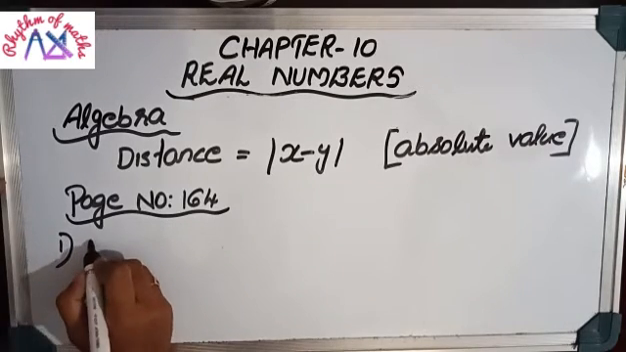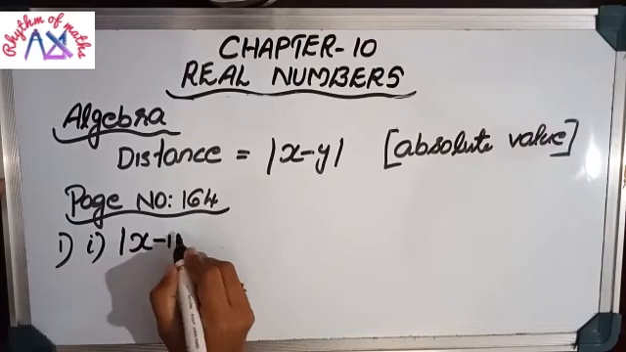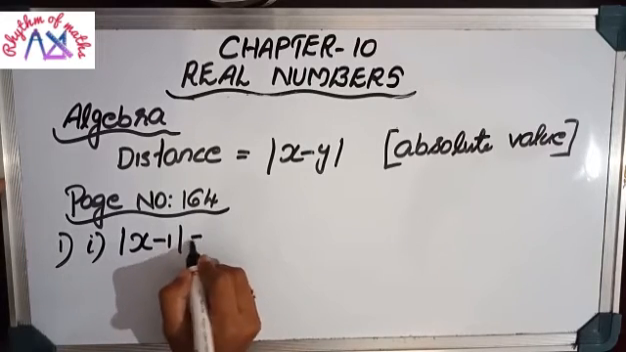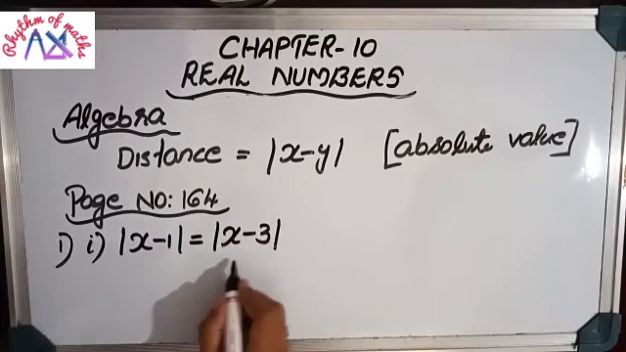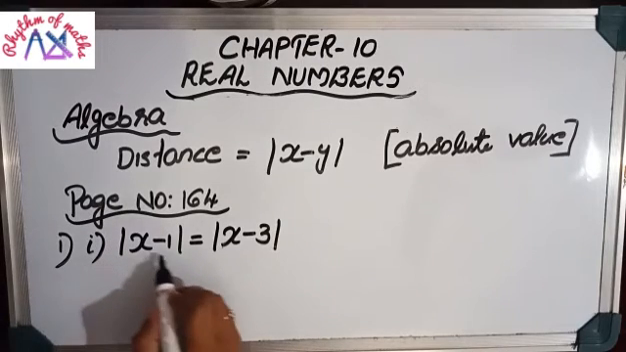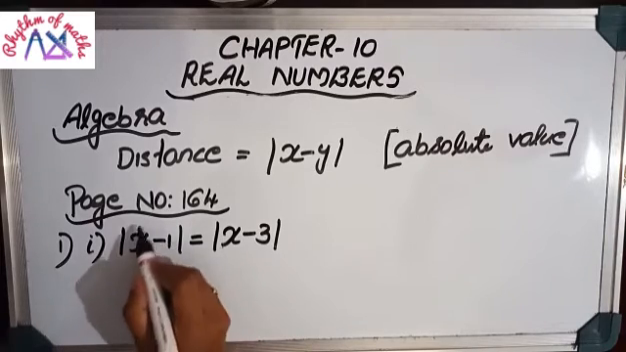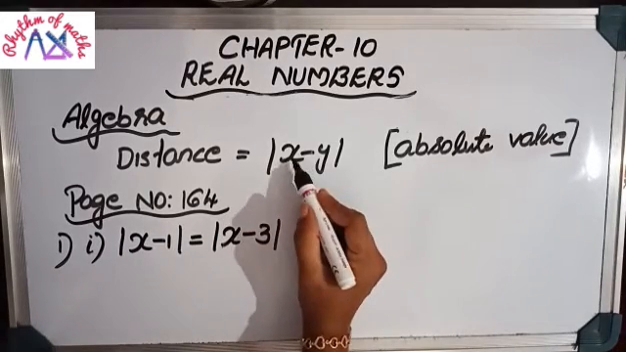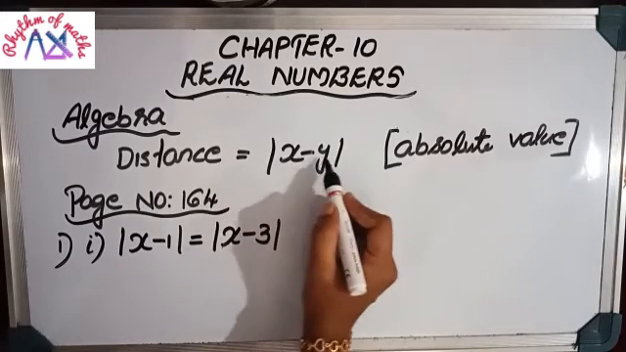So the first one is the absolute value of x minus 1 equal to the absolute value of x minus 3. Then what will be the value of x? This is the first sub question. Here, absolute value of x minus 1 means what? It means the distance between x and 1. Modulus of x minus y means distance between x and y.